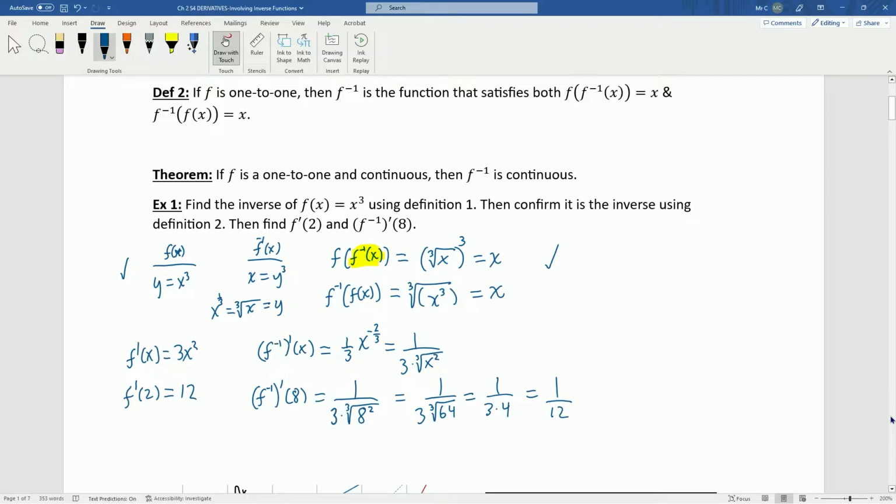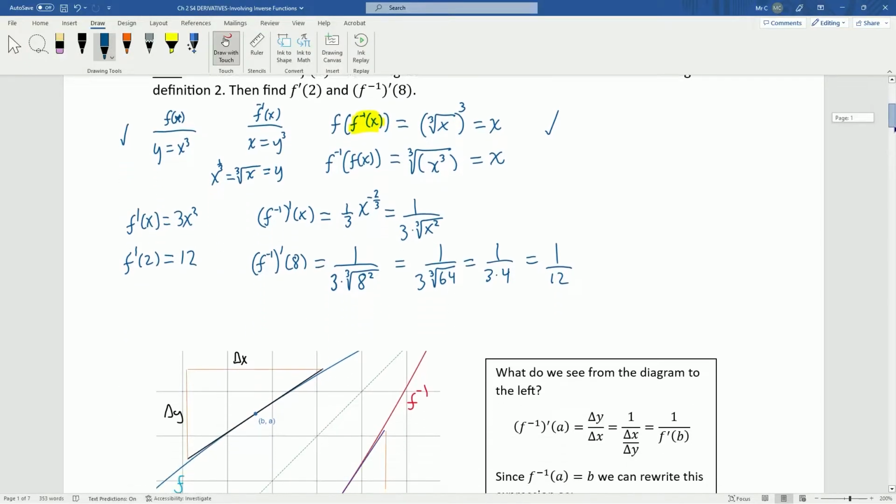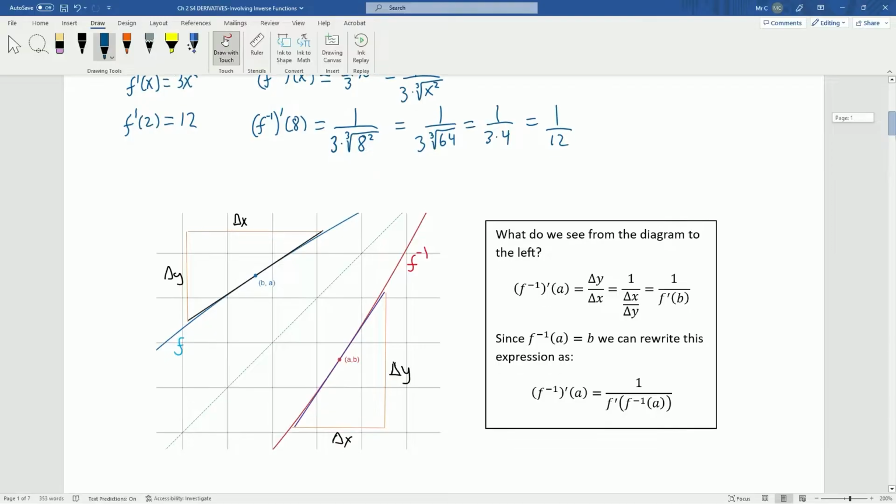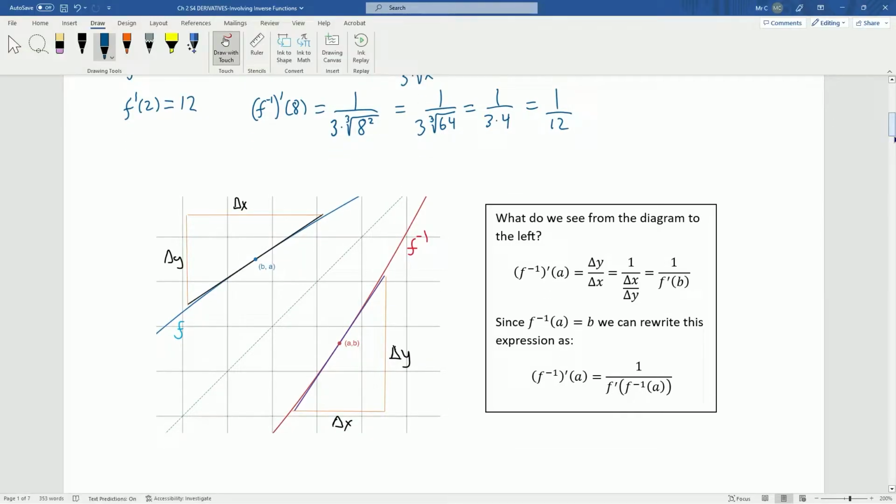Now, let's go ahead and take a look at a picture, and it becomes a little more obvious why this happens. Okay, so here we've got two graphs, the graph of f in blue and the graph of f inverse in red.